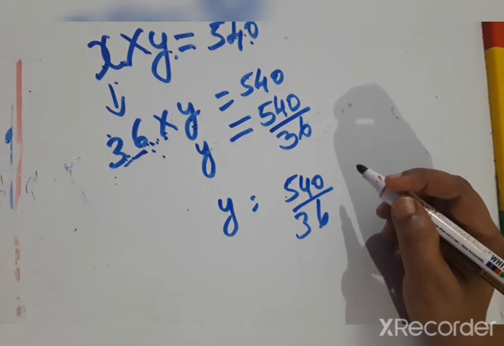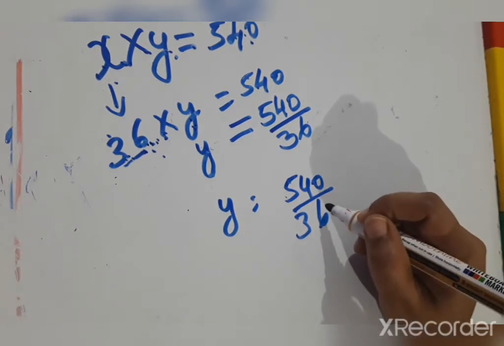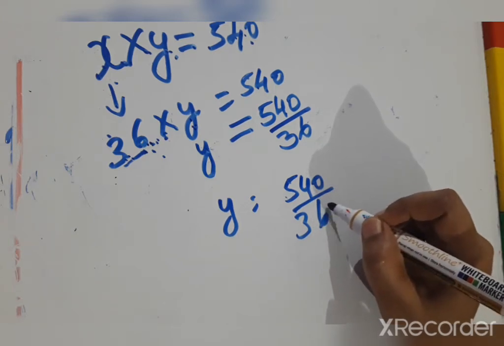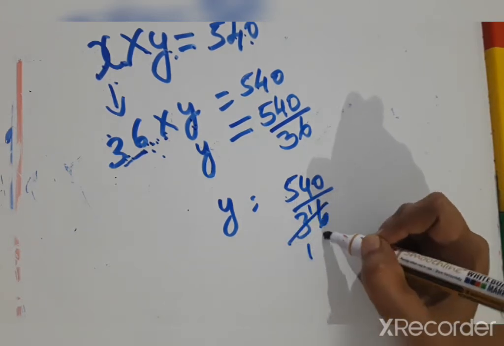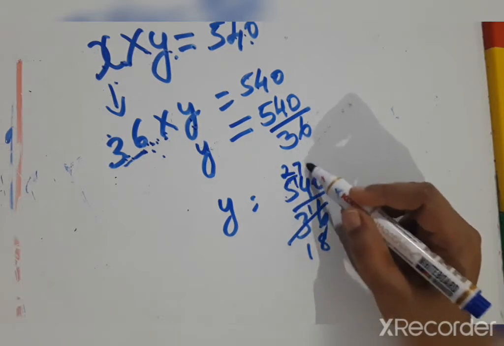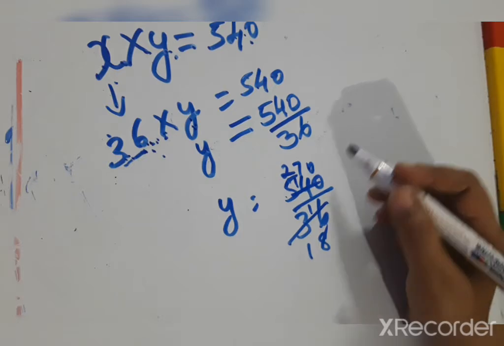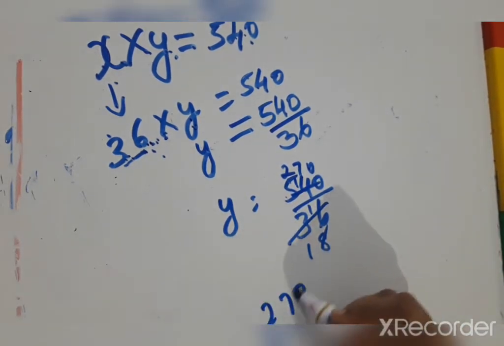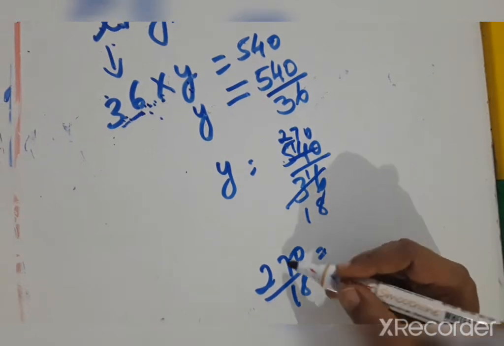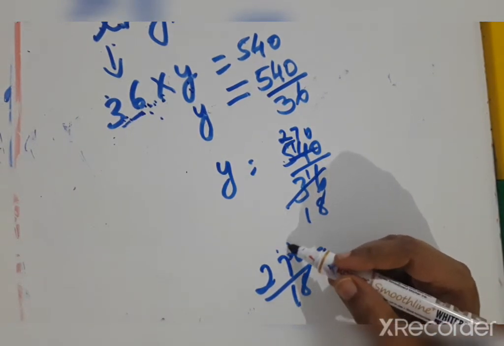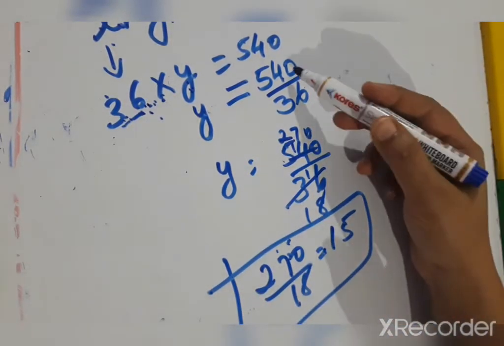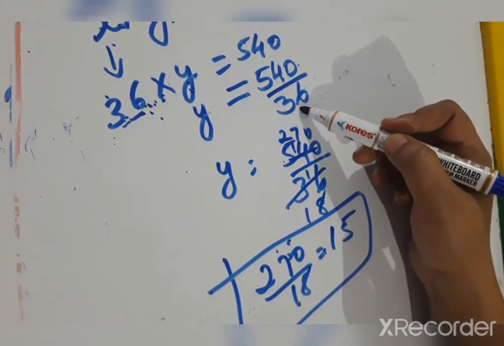540 by 36 means, dividing both by 2: 270 by 18. 270 by 18 means the answer is 15. Or directly we can divide 540 divided by 36.